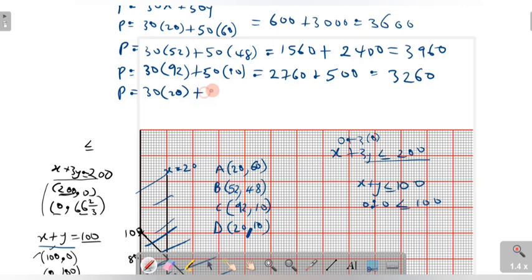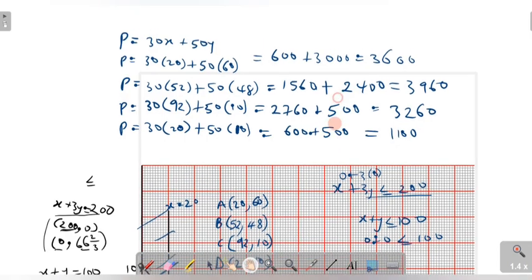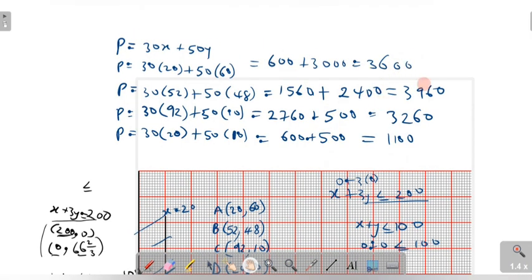And finally, we're going to get 30 times 20 plus 50 times 10. So that's going to give me 600 plus 500, which is equal to 1,100. So from here, you can see that it's obvious that the highest amount we got here is 3,960.